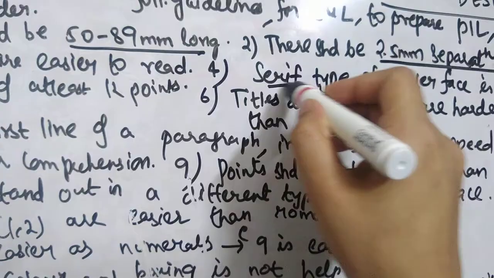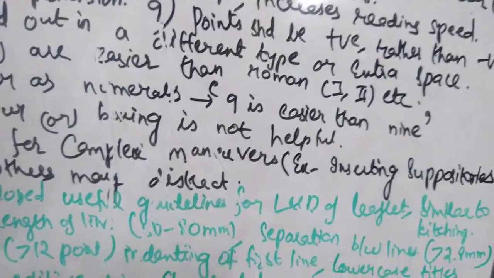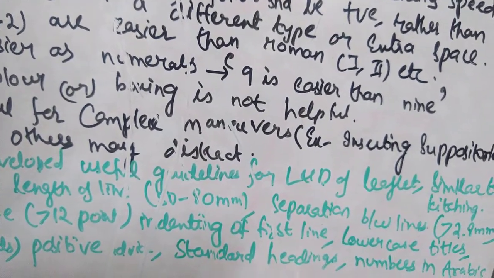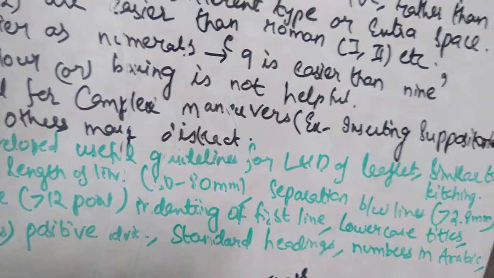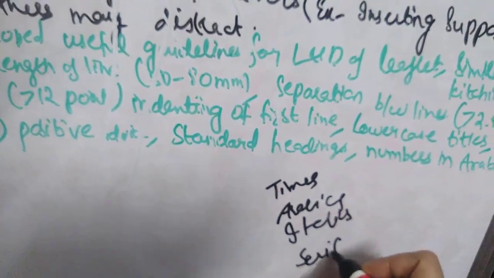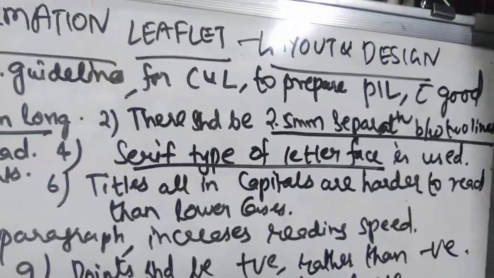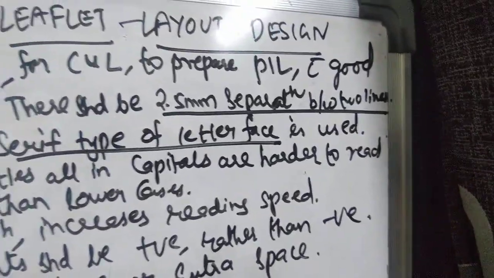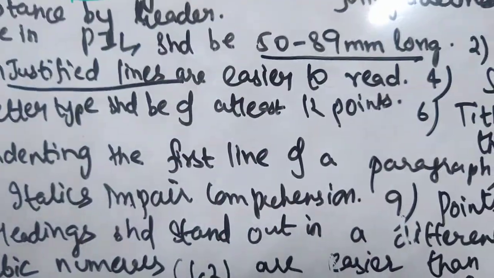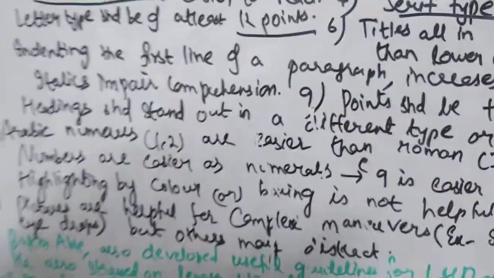Next, a serif type of letter face is used. Whenever we type any document, we can see that there may be Times New Roman, Arial, italics, and many other styles you can choose. Among them you have sans serif. Like that, serif type is also one of the styles. So a serif type of letter face should be used whenever you are typing the patient information leaflet. Then letter type should be of at least 12 points.